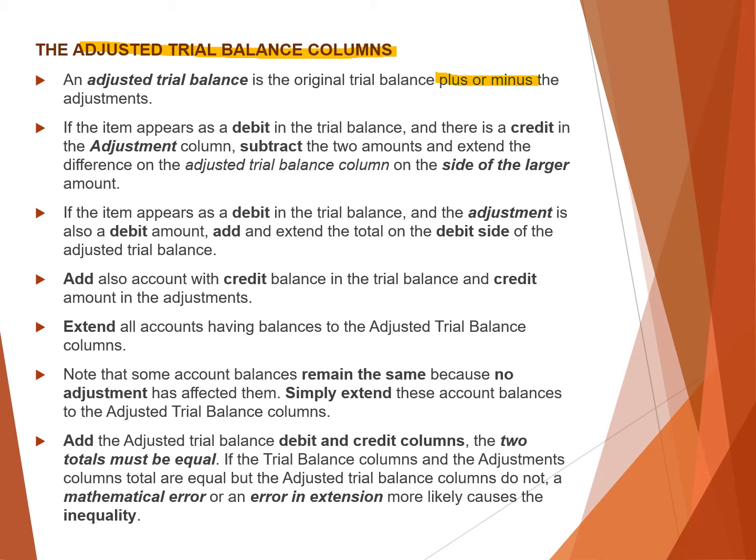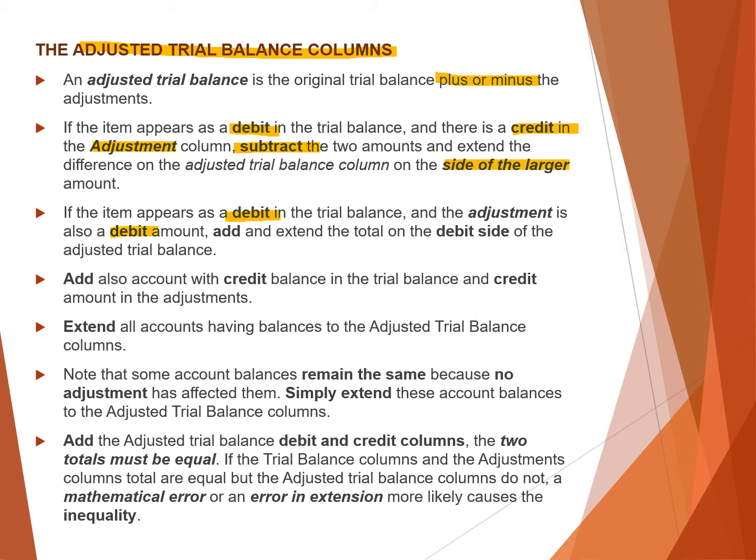Kasi diba, kung maalala ninyo, the first column is trial balance, that is the unadjusted. And then the second one is adjustments. So, yung mga amount na nasa adjustments, i-add or i-minus lang natin siya dun sa original trial balance or unadjusted trial balance. Now, if the item appears on the debit of the trial balance and there is a credit in the adjustment column, ano gagawin? Yan, subtract. You need to subtract them. Kasi magkaiba yung side nila eh. Isa debit, isa credit. And then, saan mo siya i-extend? You will extend the difference to the side of the larger amount. That's the rule. Kung alin ang mas malaki ang amount, dun ilalagay yung difference.